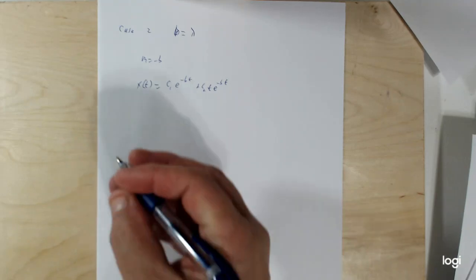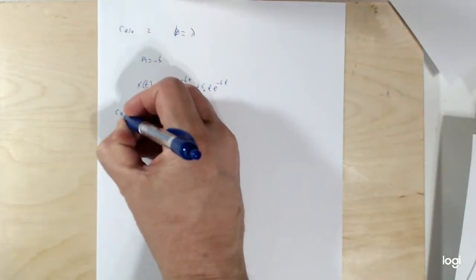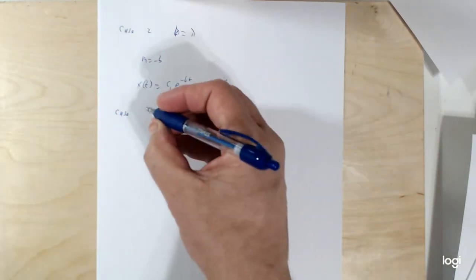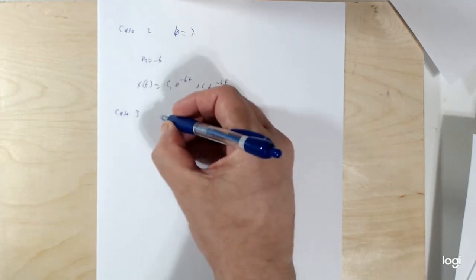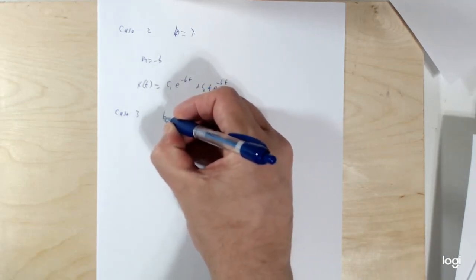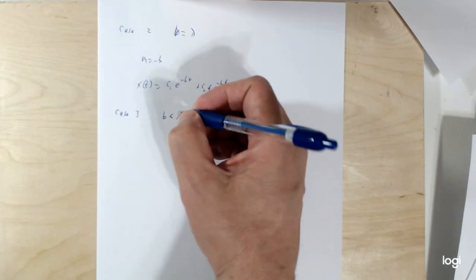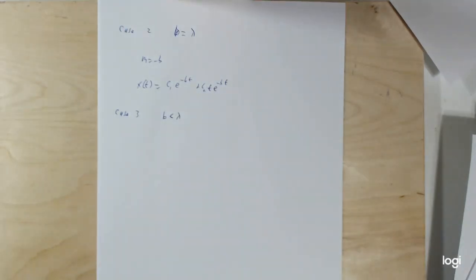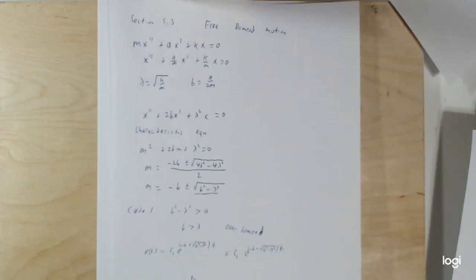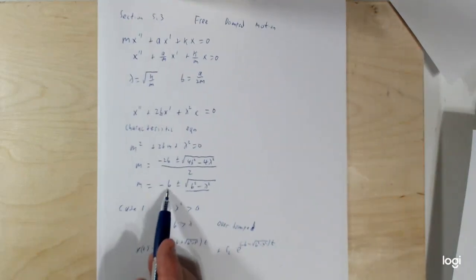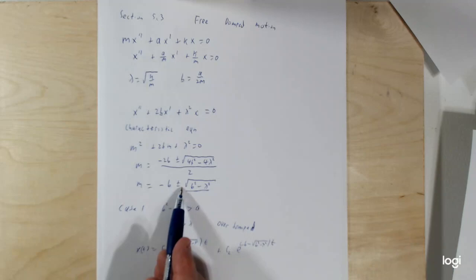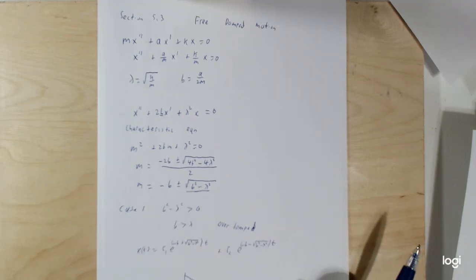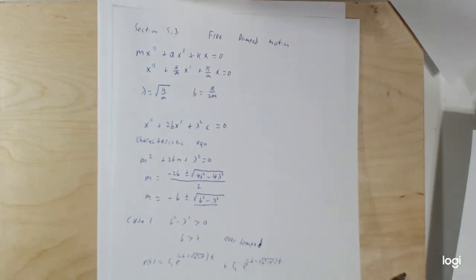The case we're really interested in, and the one that actually does something interesting to watch, is when b is less than lambda. And in this case, if we go back to our solution here, this is negative b plus or minus, and then we can put an i times the square root of lambda squared minus b squared. So we factor the negative 1 out.